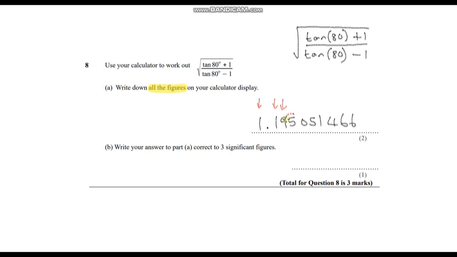So we're going to have a look at this digit here to tell us whether to round up or down. So it's either going to be 1.19 or we're going to round up to 1.20. And the 5 tells us to round up. So it's going to be 1.20. Make sure you include that last 0. It's not 1.2 because that would be only rounding to 2 significant figures. So that 0 shows the examiner that you have rounded to 3 significant figures.